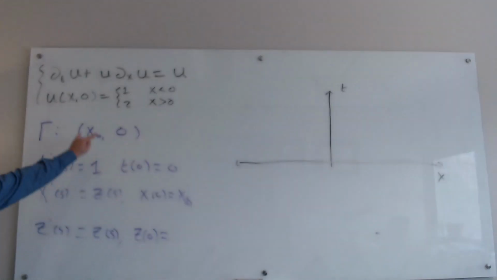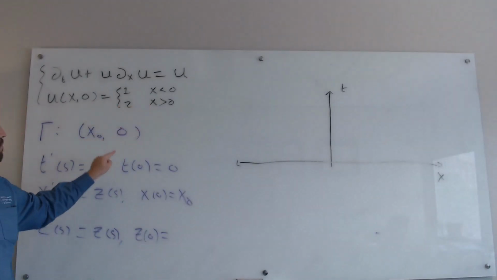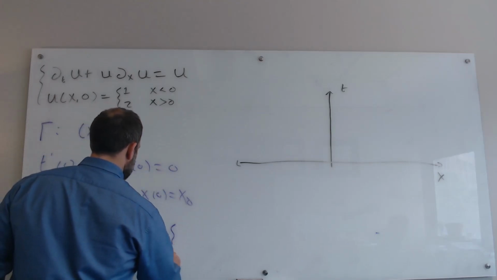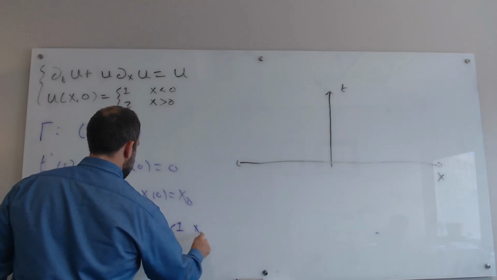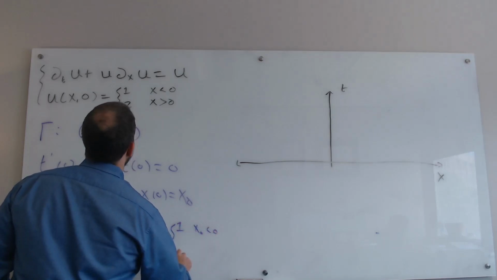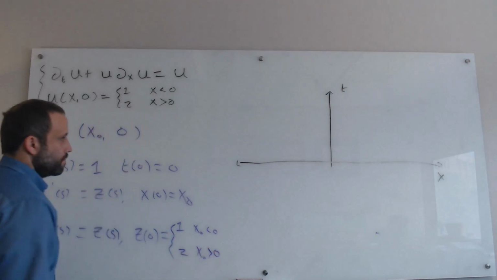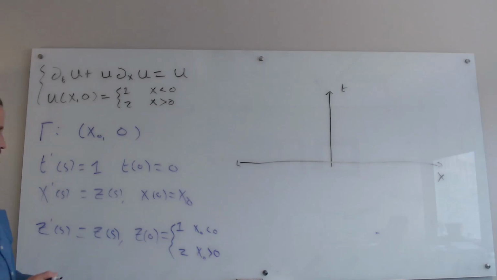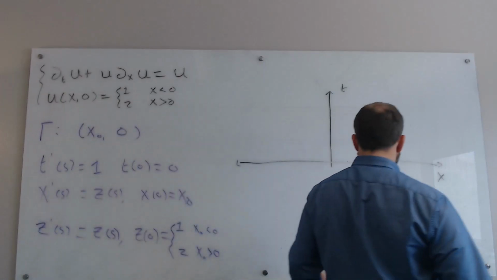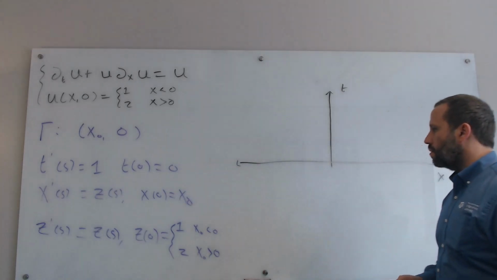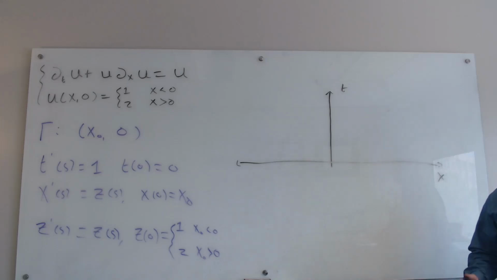Okay, and then z of 0. Remember, z of 0 is just this function evaluated at that point. So this is going to be equal to 1 if x naught is less than 0, and 2 if x naught is greater than 0. And again, we're going to leave it ambiguous as to what happens when x naught is equal to 0. This will be a little bit different structurally than the first two problems that we've seen. You'll see what I mean. Sorry, I need to grab my marker.